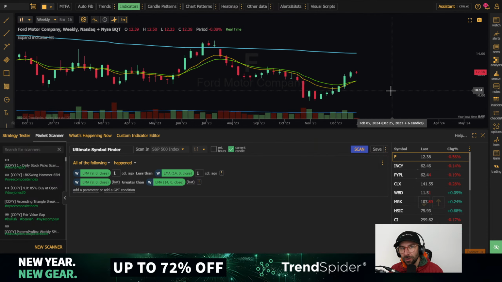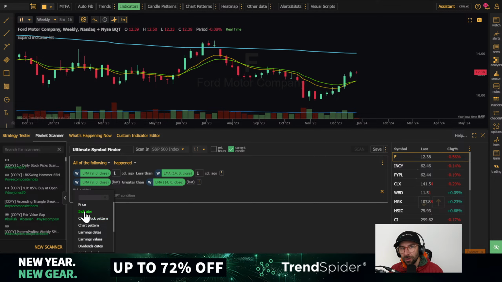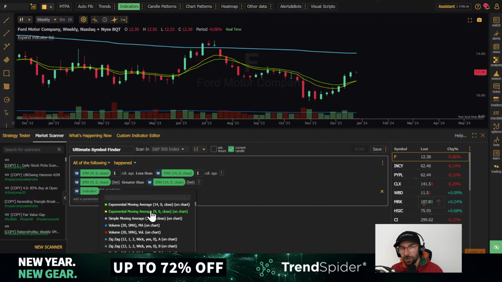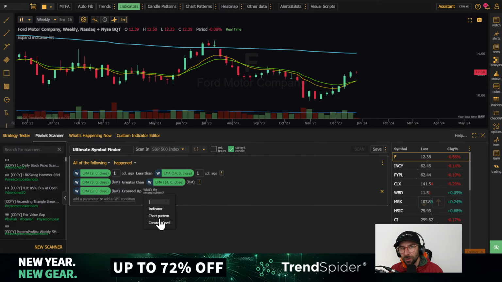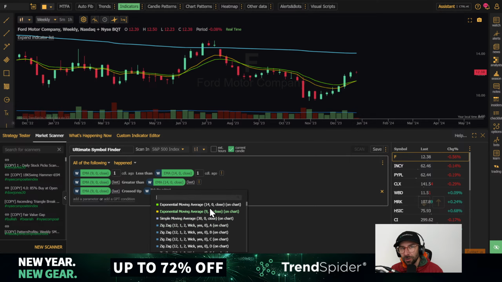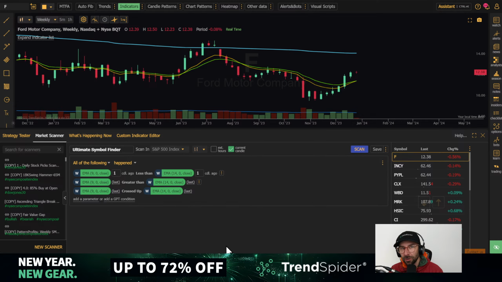I mean, you could also, in theory, just say crossed up, right? So you could say it like this. 9 crossed up on indicator exponential 14. You could do that too.